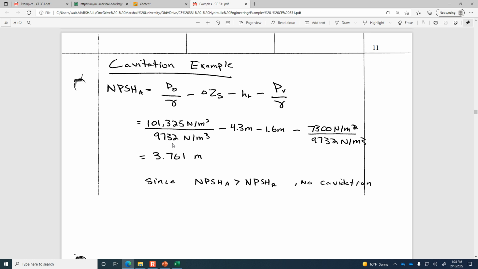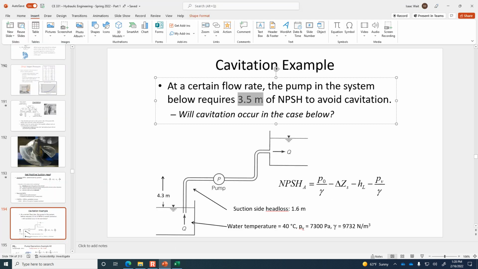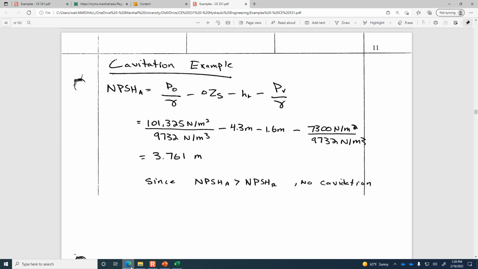So we've got the atmospheric pressure divided by the unit weight at the temperature that we know, the suction side losses, the elevation difference just between the suction side and the pump, and then subtracting out the vapor pressure term. So our available net positive suction head is 3.76, and since that's greater than what's required, it says here that it's requiring 3.5, then there's not going to be cavitation in this example.